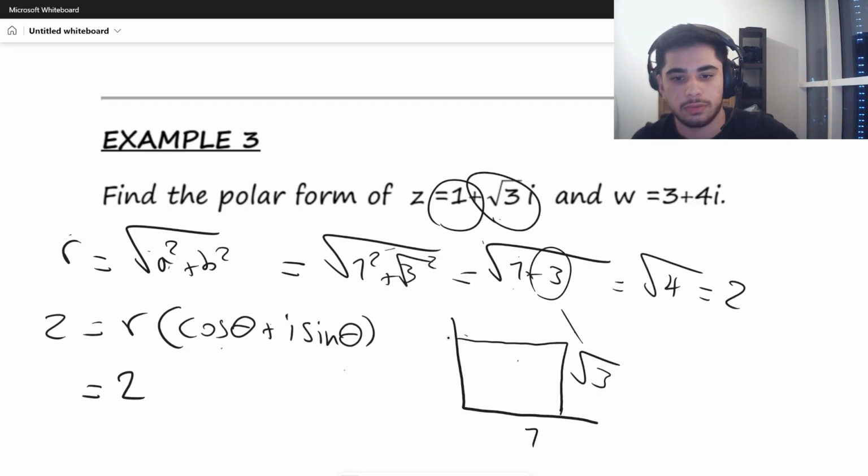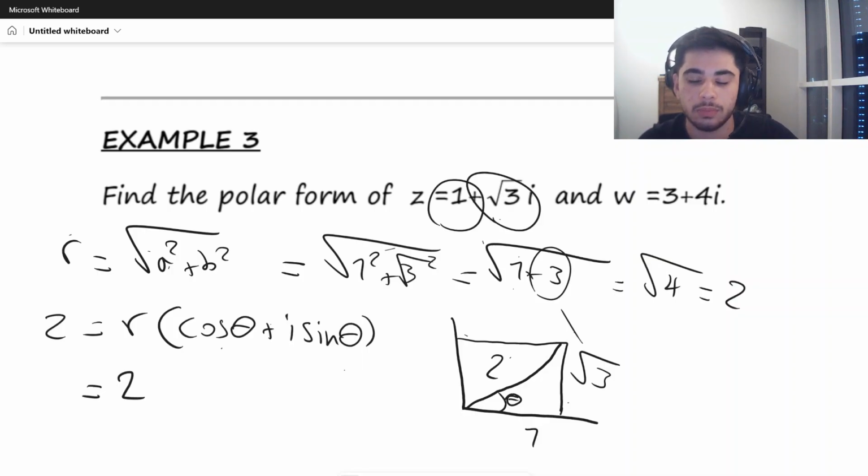Let me just remove that line so you don't get confused. Remove that line. So, okay, doesn't work. So we know that this is 2, and then we need to find theta. I hate drawing theta. Okay, so we've all learned trigonometry.